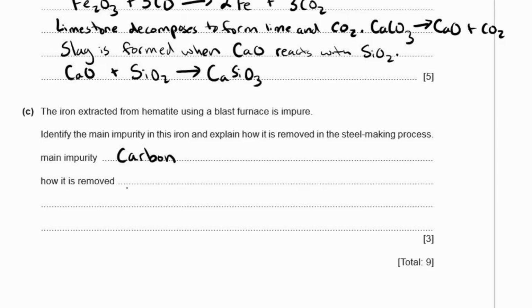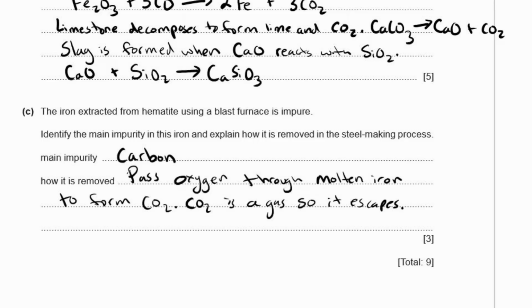Well, what they do is they pass oxygen through the molten iron, and so the oxygen will react with the carbon to form carbon dioxide. And as we all know, carbon dioxide is a gas, so it escapes. That's it. So you pass oxygen through molten iron to form carbon dioxide, and carbon dioxide is a gas, so it escapes. And you don't have the carbon impurity anymore, and you just have the nice, pure iron that you wanted in the first place. Okay, good.